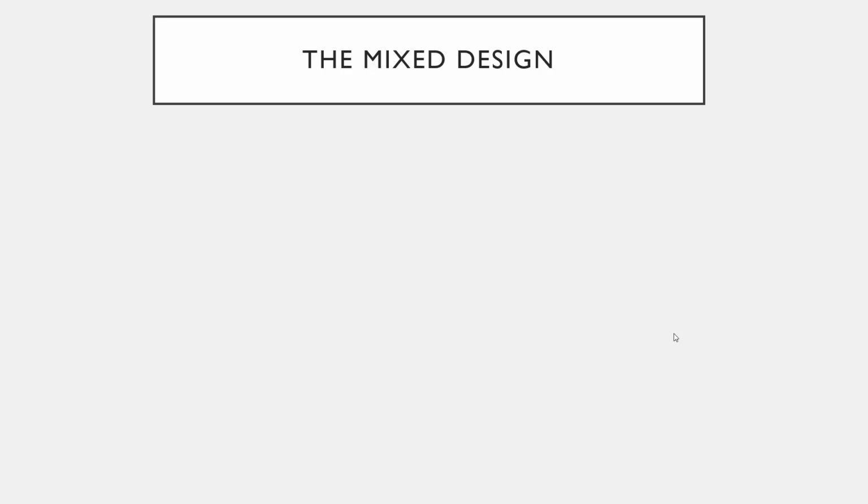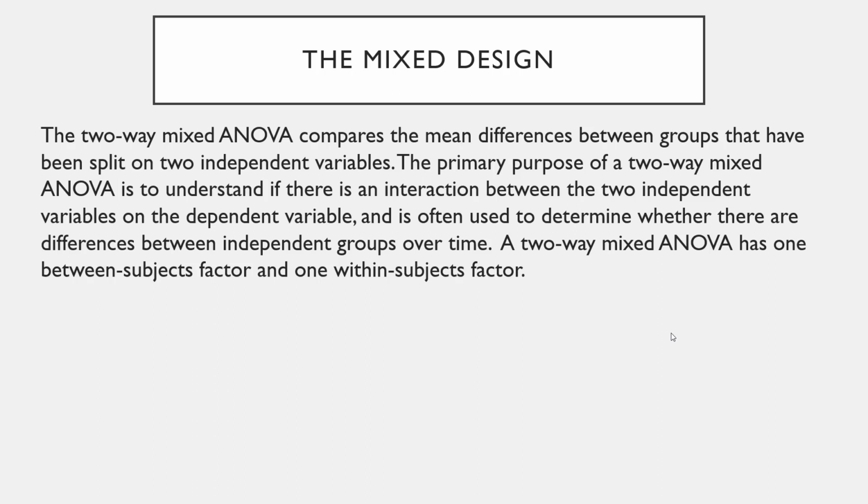Right, a two-way mixed ANOVA is used when you want to compare the mean differences between groups that have been split on two independent variables. The primary purpose of a two-way mixed ANOVA is to understand if there is an interaction between the two independent variables on the dependent variable, and is often used to determine whether there are differences between independent groups over time.